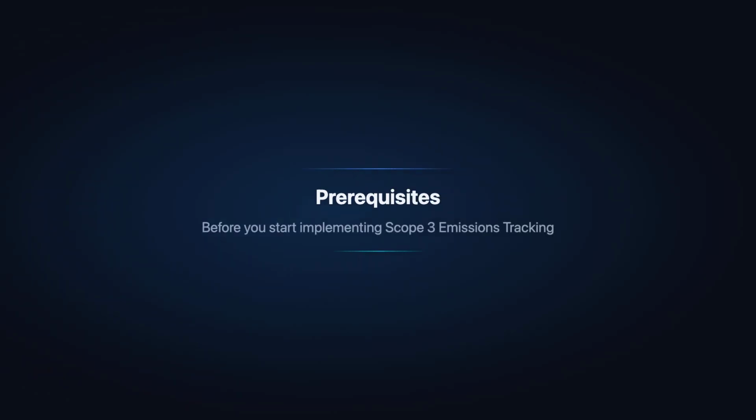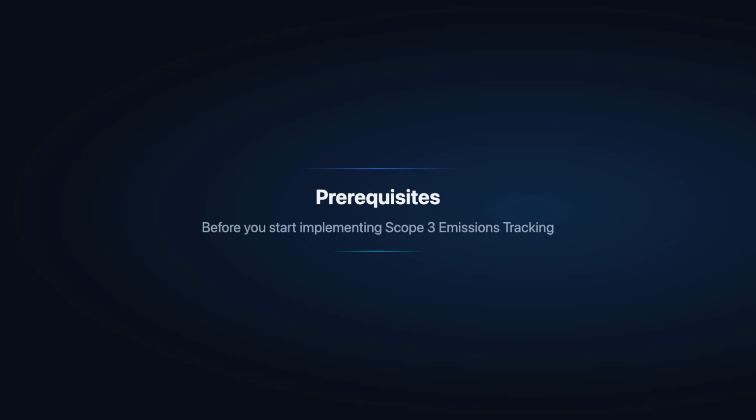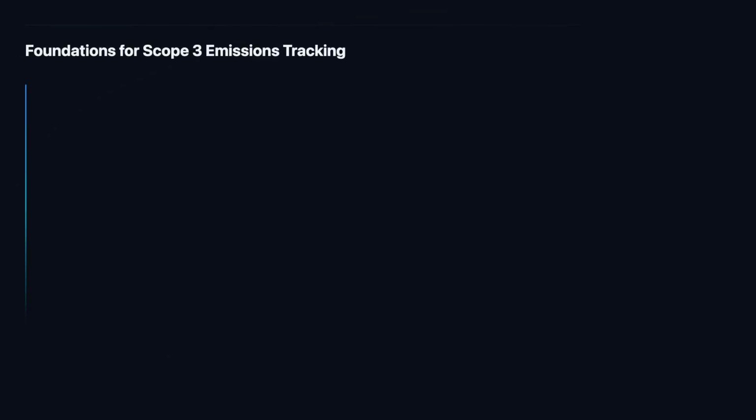Before the first task on the implementation plan, get the prerequisites right. These 4 foundations decide whether Scope 3 emissions tracking succeeds. Scope 3 emissions tracking needs an executive sponsor who will make decisions, unblock the team, and own the outcome. Without one named person, the project drifts.